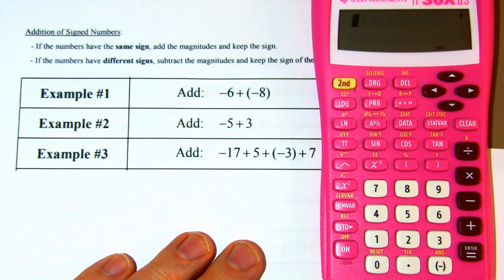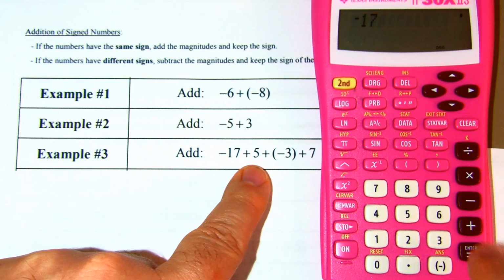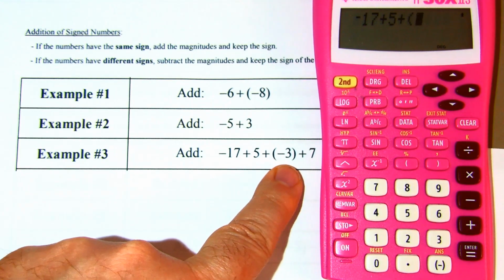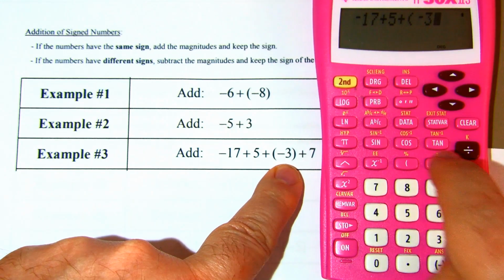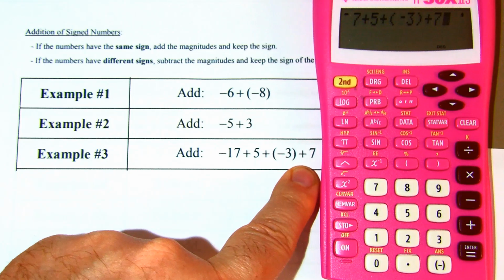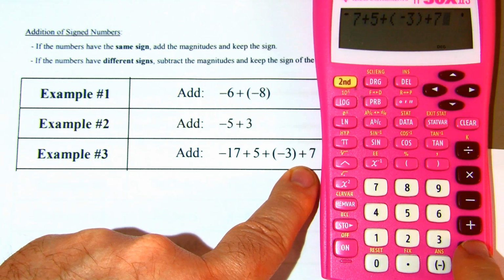So that should show us enough. So negative 17 plus 5 plus, open parentheses, negative 3, close the parentheses, plus 7. Okay? And I'm going to zoom in. Well, actually, I'll hit equals first, then I'll zoom in on the display.